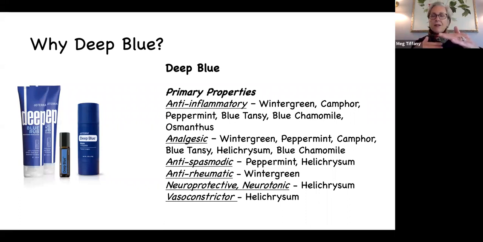So you start to get the sense and the understanding that doTERRA takes various oils that have specific properties and layers them together to give a really strong, powerful effect for what they're trying to achieve, which is managing pain. So Deep Blue is anti-inflammatory, analgesic, antispasmodic, anti-rheumatic, it provides some neurotonic, neuroprotective properties, and it's also a vasoconstrictor. So we want all that when we're trying to manage pain.